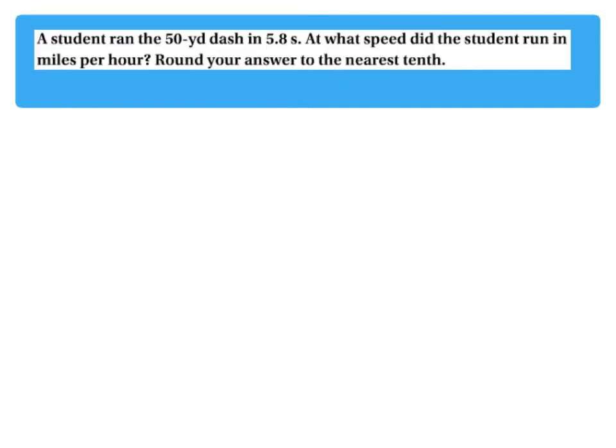So now this is also going to be in conversions. It's going to be a little longer though. So I have that a student ran 50 yards in 5.8 seconds. So first I want to set up that scenario. And I wanted to get it to miles per hour. So what I'm first going to do is worry about the miles part. Okay? So I need to get rid of the yards. So I'm going to make sure yards is on bottom and miles is on top.